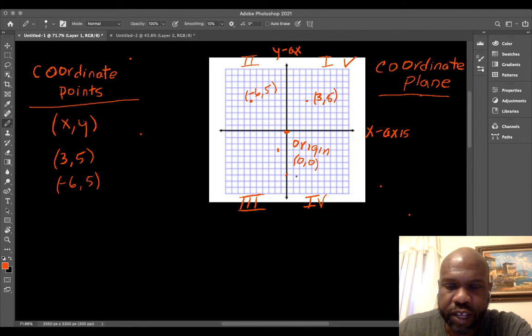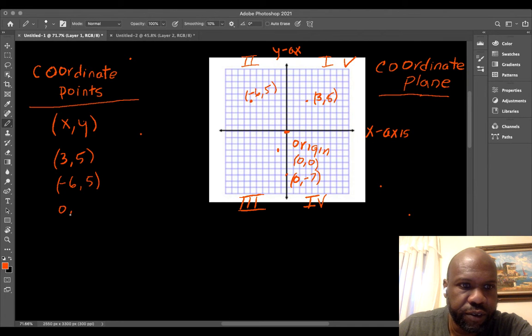All right. So again, this would be 0, -7. So what's special about that point? Let me put that down there: 0, -7. Since this is on the y-axis, this would technically be called the y-intercept.